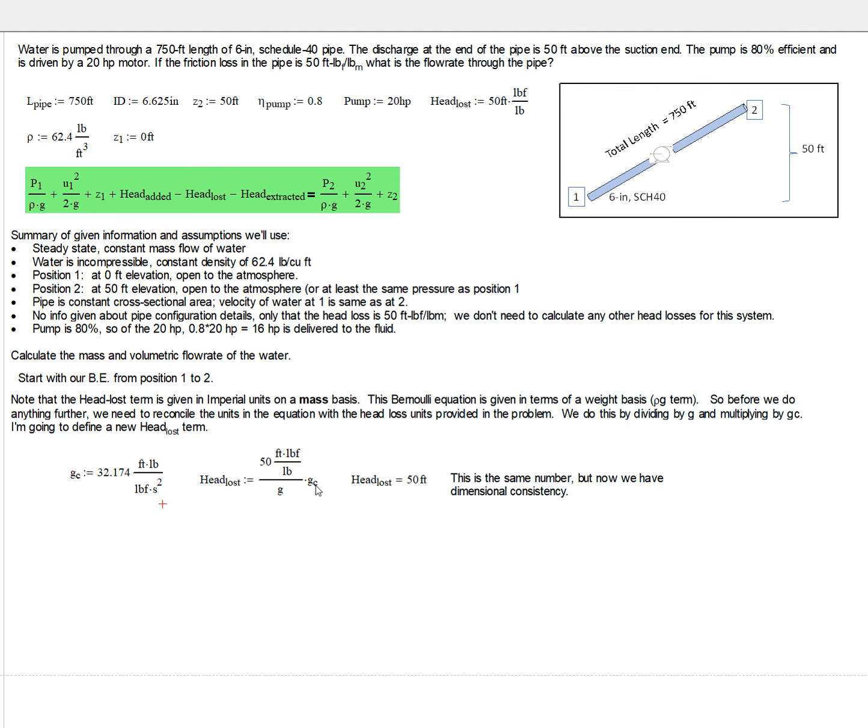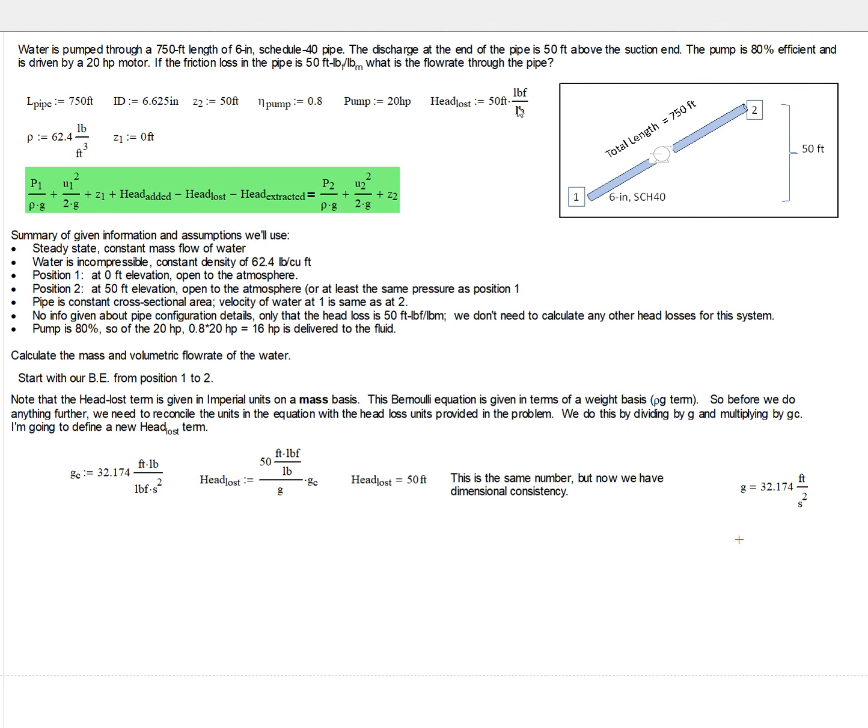Now, because the numerical value of GC is the same as G, we're assuming we're at sea level, that the acceleration due to gravity is 32.174 feet per second squared. MathCAD has G built in, so if I just type G and I want that in 32.174 feet per second squared, notice our numerical value is the same, 50 feet. Our numerical value for head loss is the same at 50 feet. So it's tempting to just take the shortcut way and just say, oh, head loss, let's just, pounds force cancels pounds mass and we're left with feet.